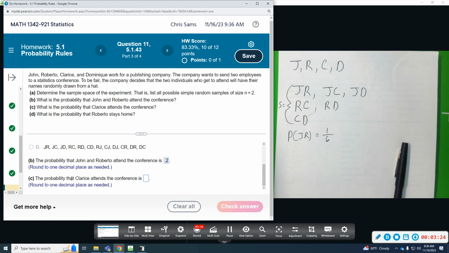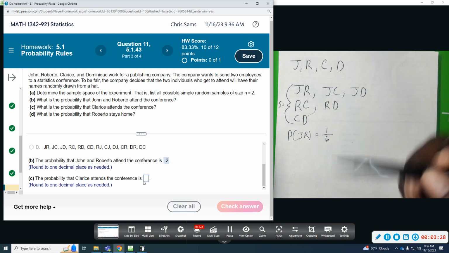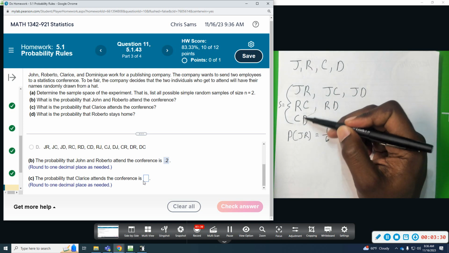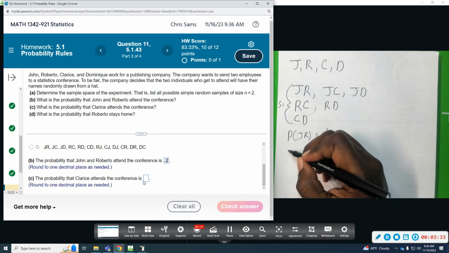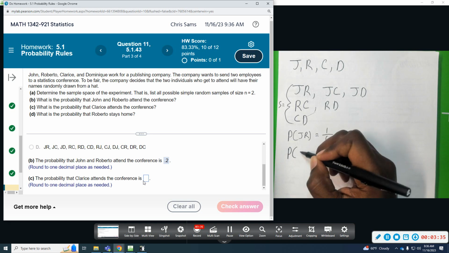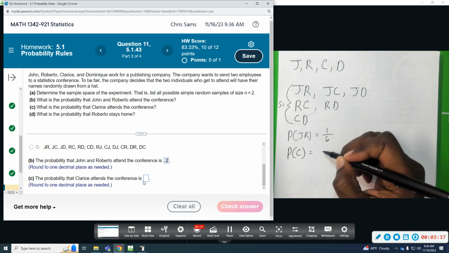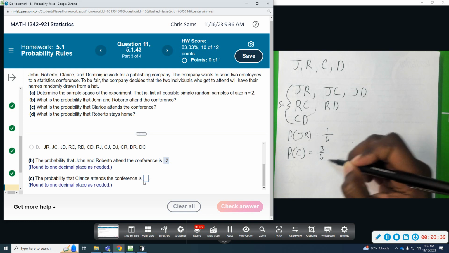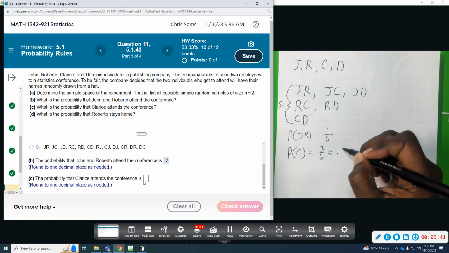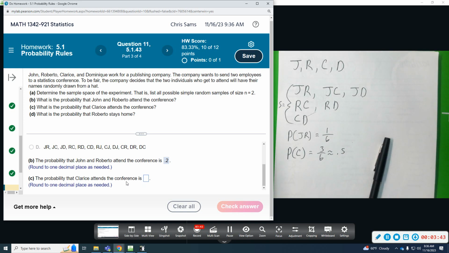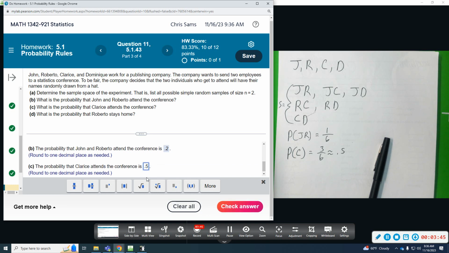Find the probability that Clarice attends the conference. So there's 3 outcomes that have Clarice. So the probability that Clarice is selected is going to be 3 out of 6, which is 0.5. Okay. So to 1 decimal place, we're going to do 0.5.